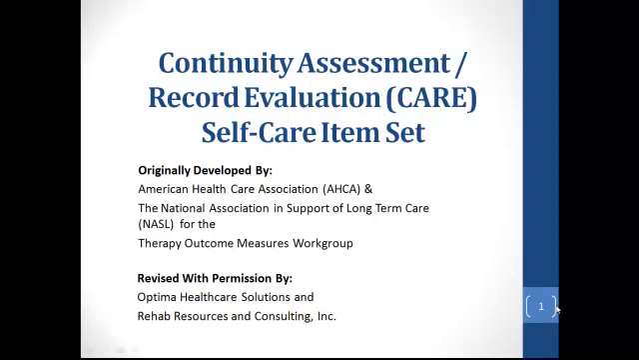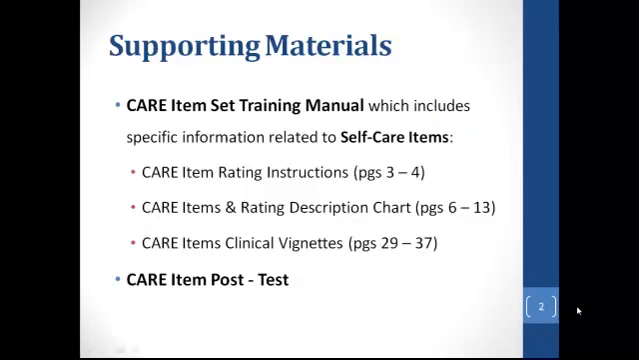In order to make your training session more meaningful, you should have with you the CARE Item Set Training Manual. Within this manual is a lot of helpful information. The CARE item rating definitions to be used for the self-care items can be found on page 3 and 4. A chart that defines each CARE self-care item as well as each CARE rating for that self-care item can be found on pages 6 through 13.